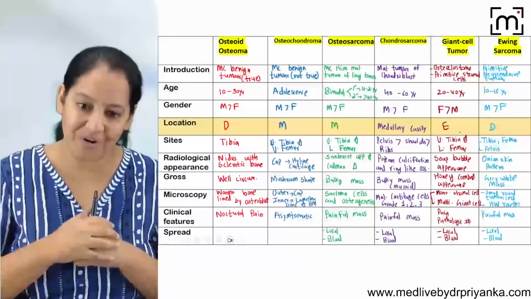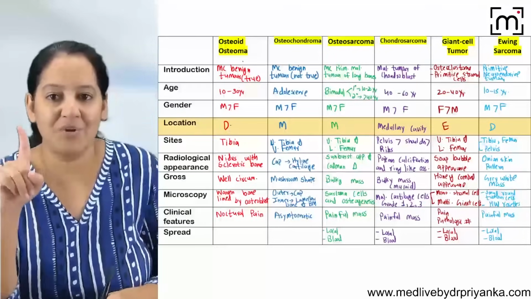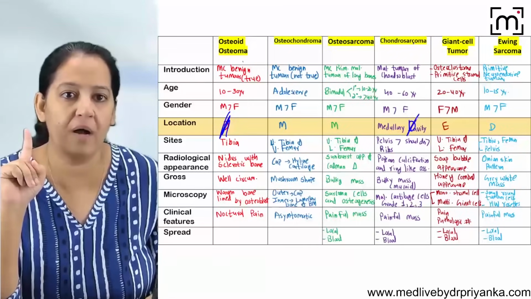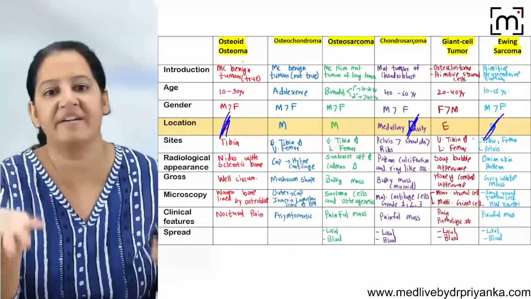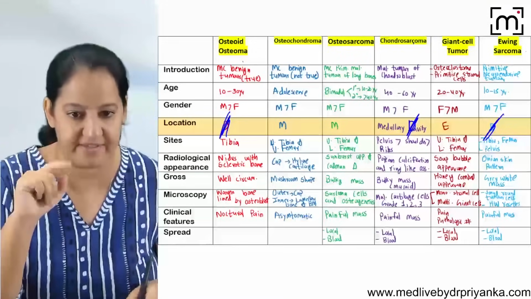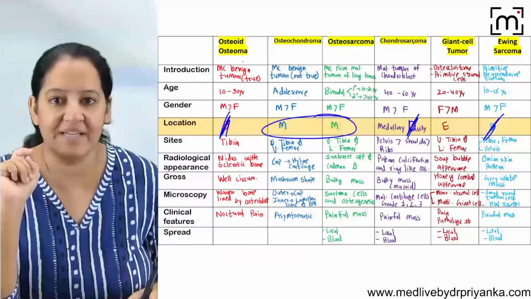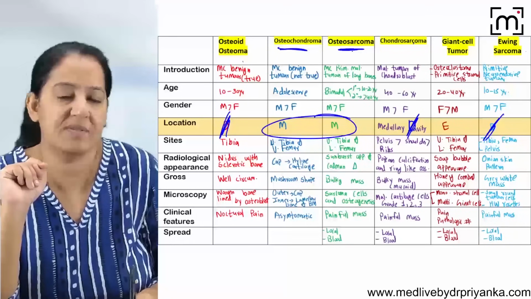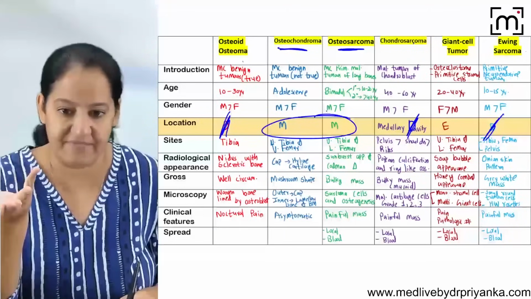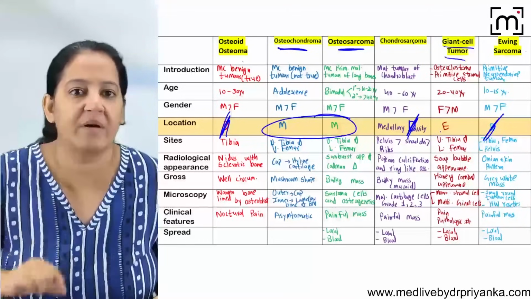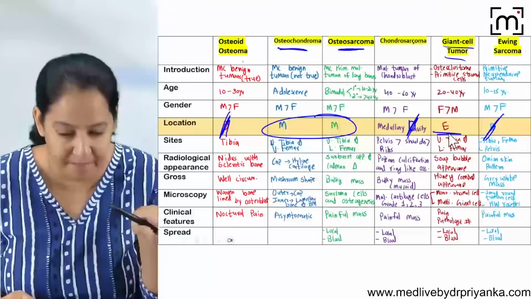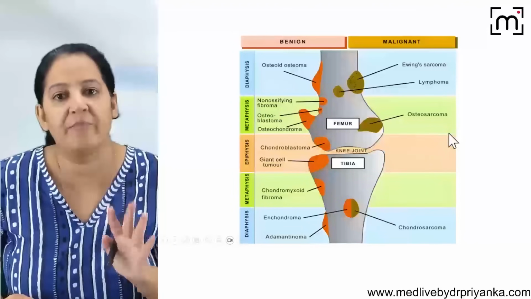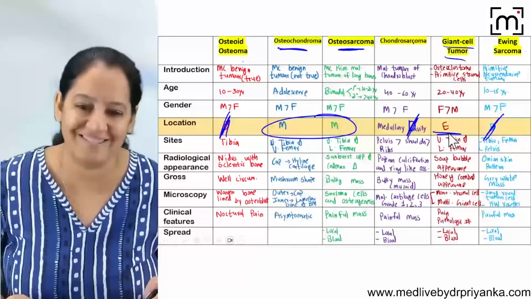Now see the location of all of them. Osteoid osteoma and chondrosarcoma and Ewing sarcoma, they are in diaphysis. These three are in diaphysis. These are in metaphysis. They arise from metaphysis. Which two? The osteochondroma and osteosarcoma. Both of them arise from metaphysis, and giant cell tumor arises from epiphysis. Rather than mugging here, you can see the same in the diagram. I have shown you all of them in the diagram from where they are arising. You can mark them, you can learn them.